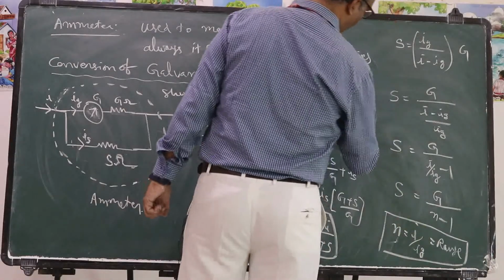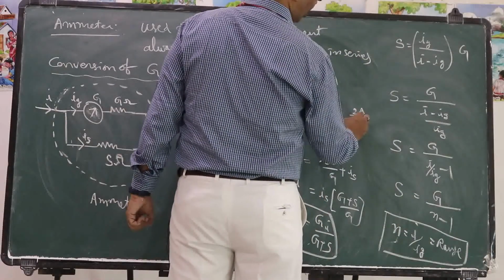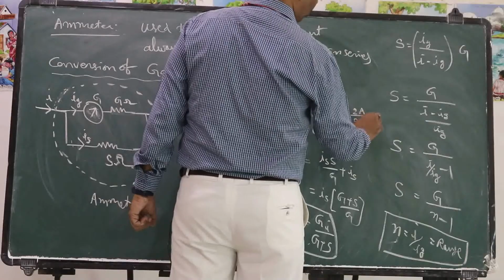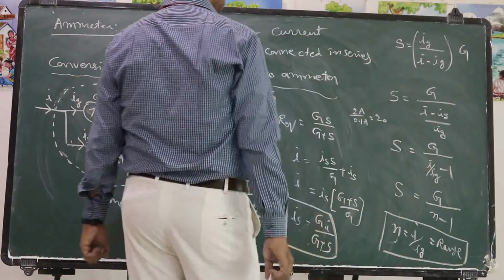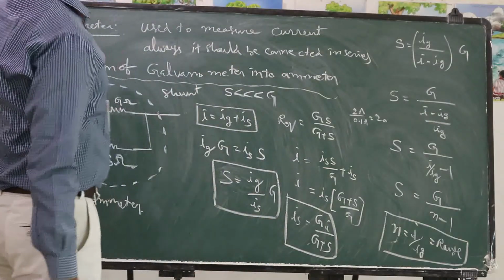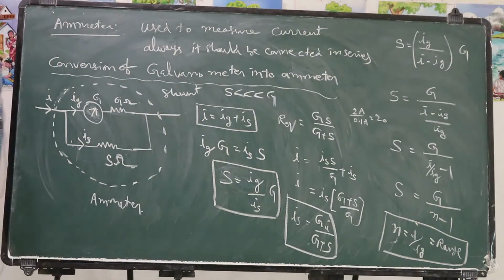Suppose 2 amperes you want to measure. Galvanometer is allowing only 0.1 ampere. So its range becomes 20. So this is the way we prepare ammeter. Ammeter always must be connected in series in a circuit.